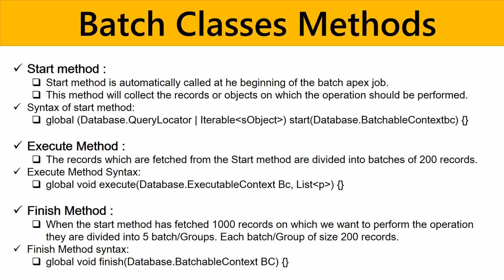Finish method. When the start method has fetched 1000 records on which we want to perform the operation, they are divided into 5 batches or groups, each batch of size 200 records. For every batch, the execute method is called, so 5 times in total. After executing every batch, the governing limits are reset for the execute method. Once all the batches are executed, the finish method will be called to send an email notification for post-execution work.